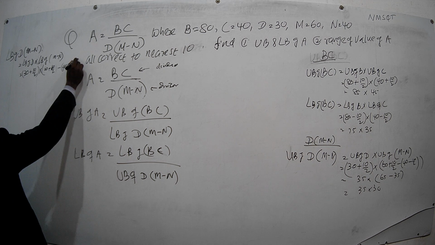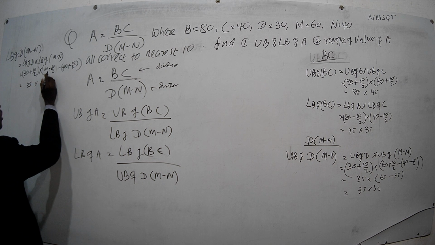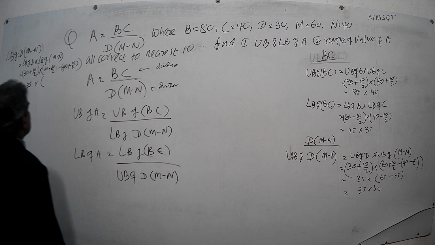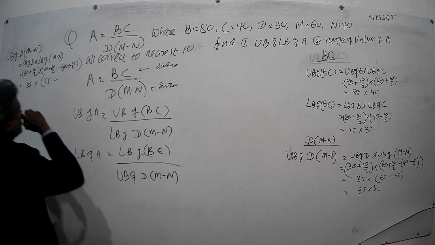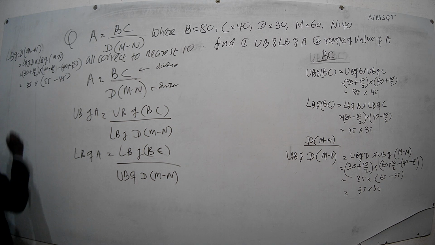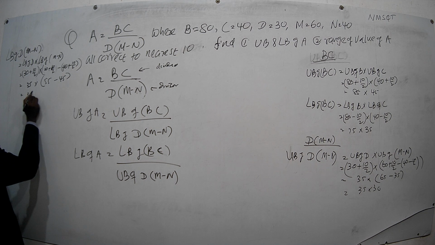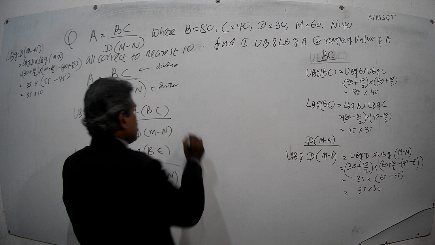Then you calculate. Here 35. This one will be how much? 60, this is 55. This will be 45. Then 55 minus 45 is 10. Then 35 into 10. Now we have found all the necessary particulars for finding this. Now we will substitute in this one.